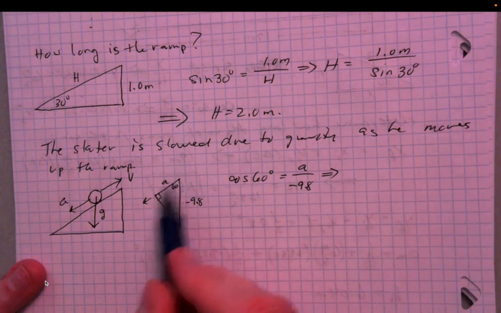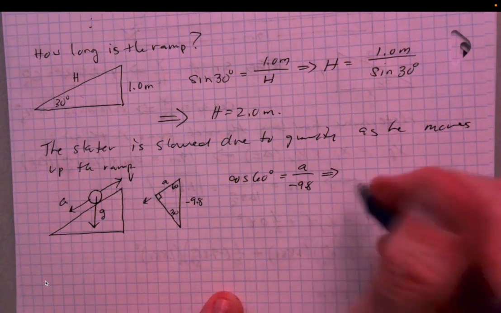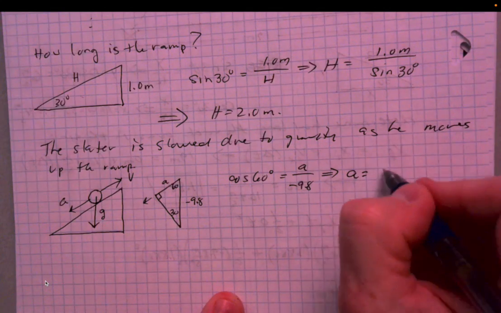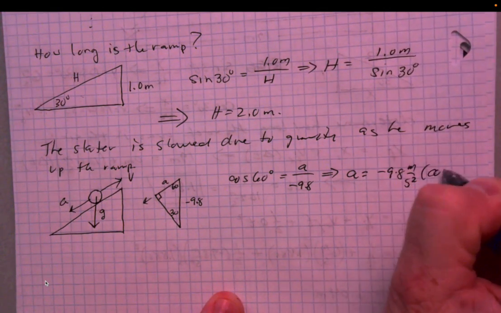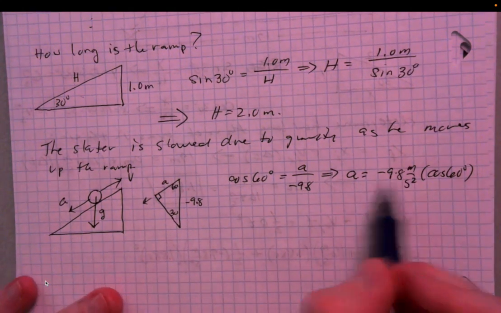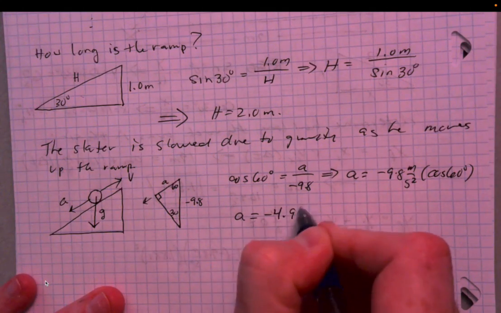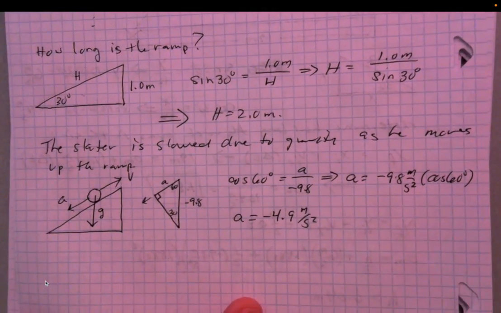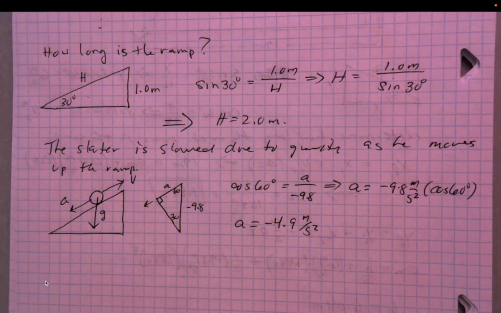So that means the acceleration that works on the skater is going to be equal to negative 9.8 meters per second squared times the cosine of 60 degrees. Okay, and when you crunch all of that, you'll see that a is equal to negative 4.9 meters per second squared. So about half the magnitude of gravity in free fall, right? Because there's an inclination here.